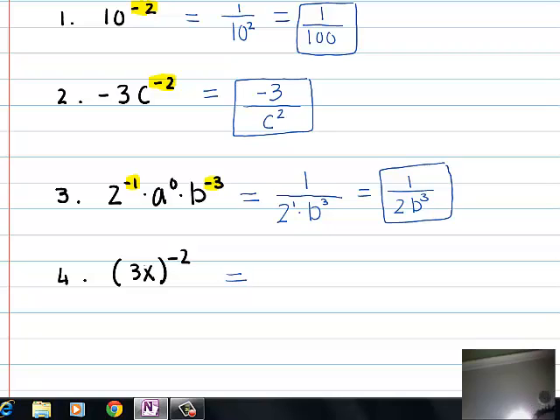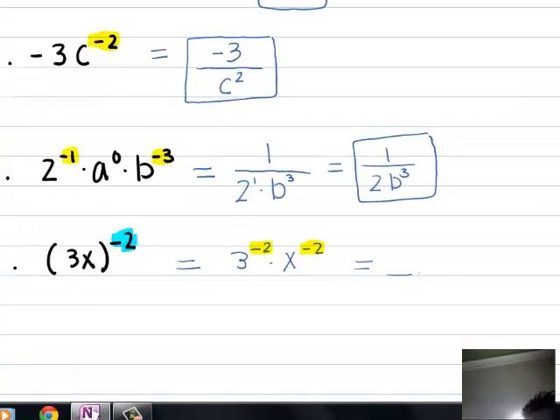For number 4, make sure you use the laws of exponents that we talked about in chapter 4. The first thing I'm going to do is take this 2 and move it to each of the bases inside. It should look like this: 3 to the negative 2, and then x to the negative 2. Now, whenever you see a negative exponent, you bring it down, remember? We talked about that in a few of the previous problems.